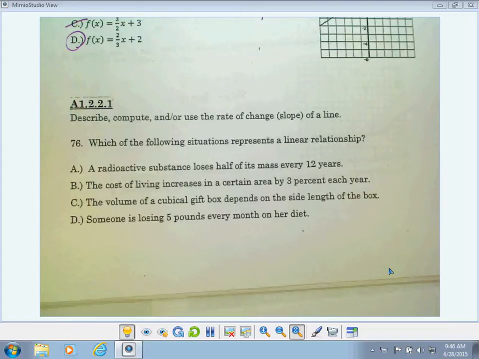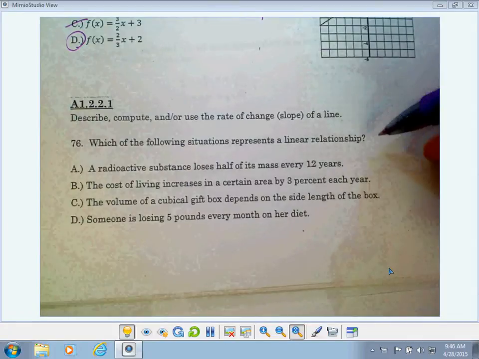For numbers 76 through 90. So these ones say describe, compute, and/or use the rate of change or slope of a line. So it sounds like it's going to be all about slopes and rate of change. So let's see what we have. Which of the following situations represents a linear relationship?